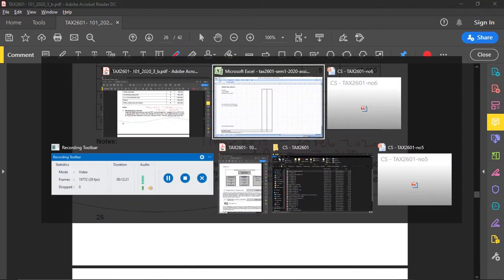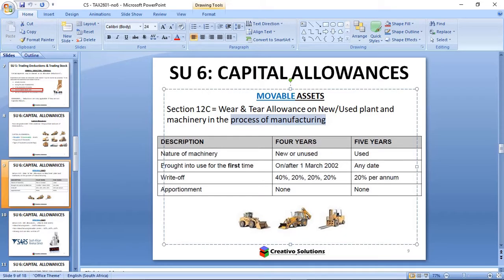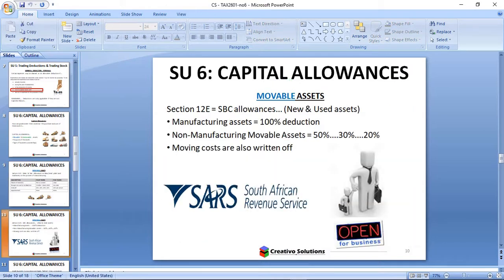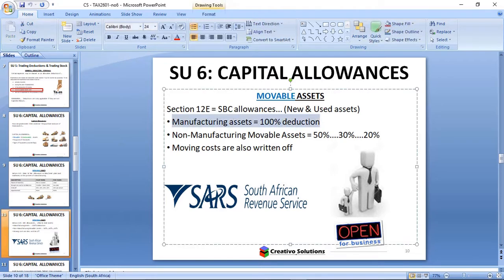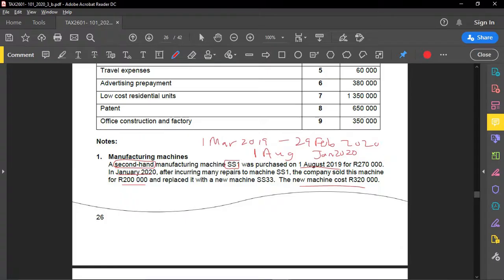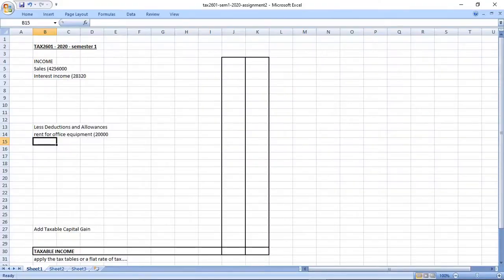All right, so let's go back to the notes, and you can clearly see here, this is for normal business, SBC, special business. Here's the special. Section 12E is applicable for SBCs. That deduction is applicable to new and used assets. It doesn't make a difference what it is. In terms of manufacturing, you're going to receive a full 100% deduction. That's the important bit.